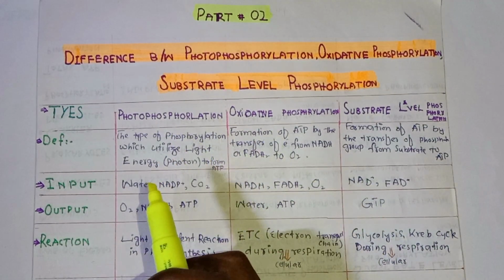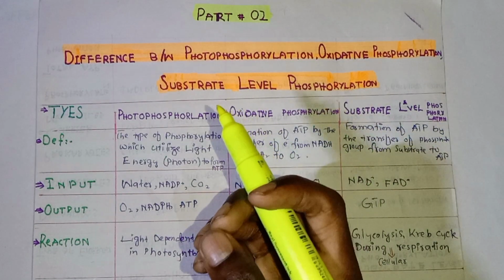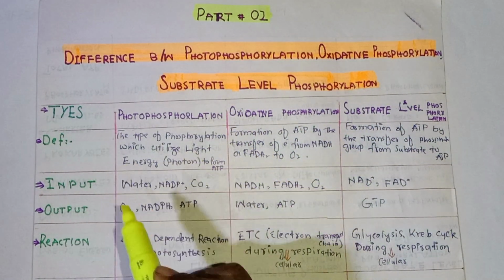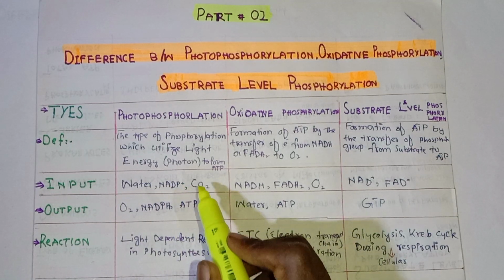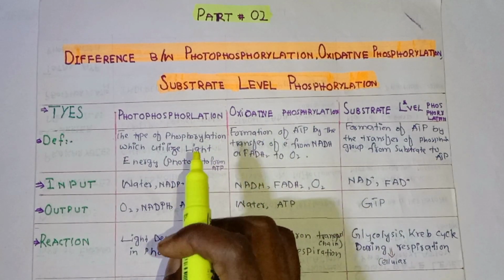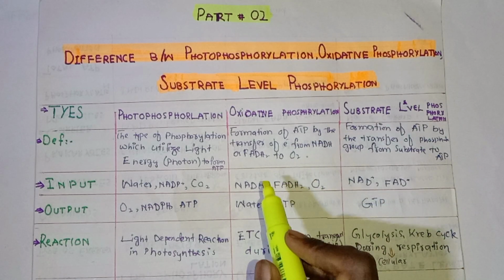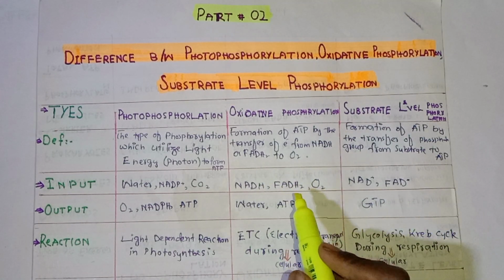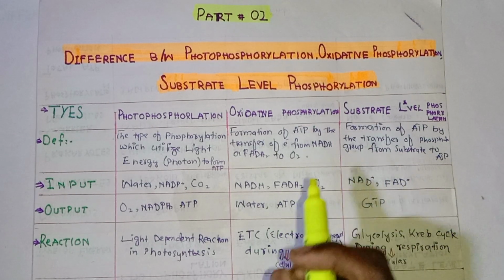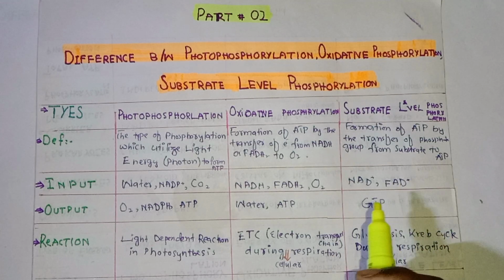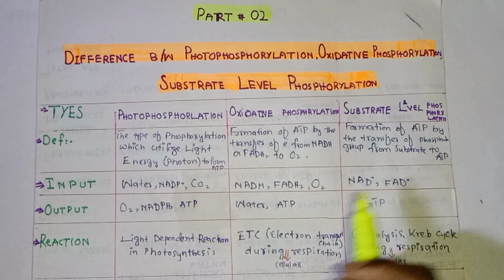And if we talk about the input, what are the reactants, what materials they utilize for the formation of ATP. The input in photophosphorylation, the very first is water and NADP plus carbon dioxide. So those inputs are utilized. In oxidative phosphorylation, they use NADH, FADH2 plus oxygen. So they use these compounds to form ATP. In substrate level phosphorylation, they use NAD and FAD. So this is the input in substrate level phosphorylation.